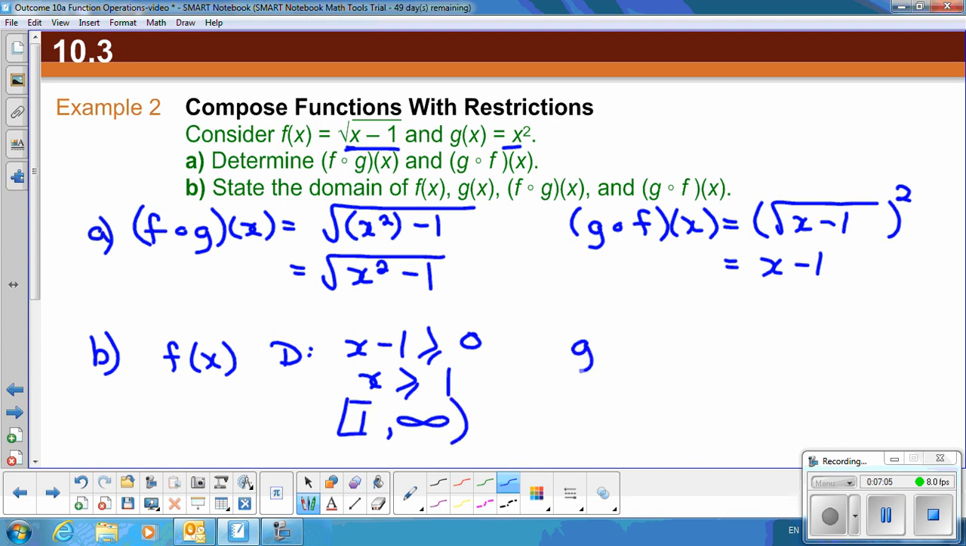For g of x, the equation is x squared, and so x can be any real number, or negative infinity to positive infinity.